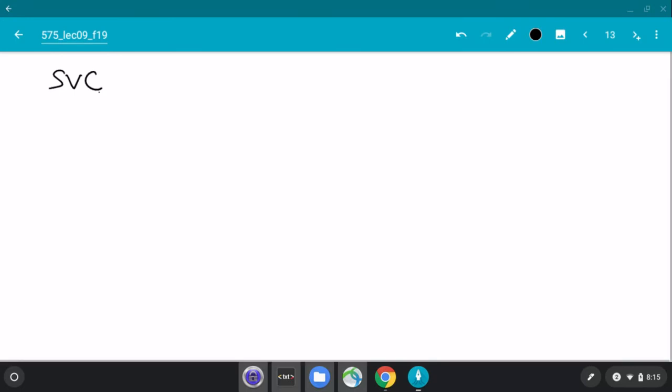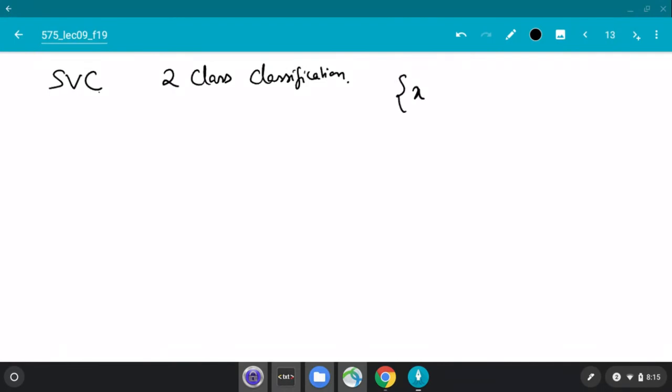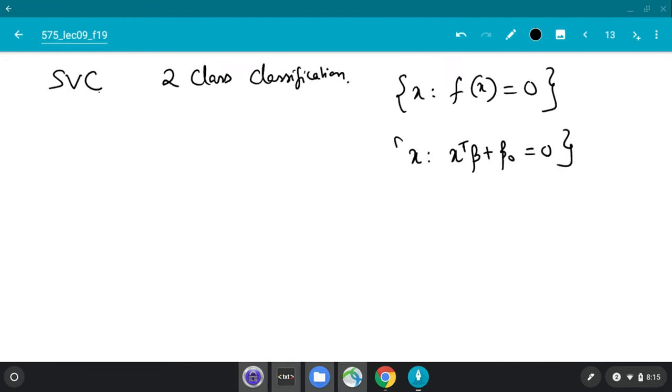So we are in fact going to be in a two-class classification setting. And our classifier, even before doing anything, is going to be characterized by x such that f of x is equal to 0. It's a two-class classifier, so there has to be a decision boundary. So I'm writing the classifier in terms of the decision boundary itself. And that f of x is x transpose beta plus beta naught equal to 0. So that's the hyperplane. This is the definition of a hyperplane.